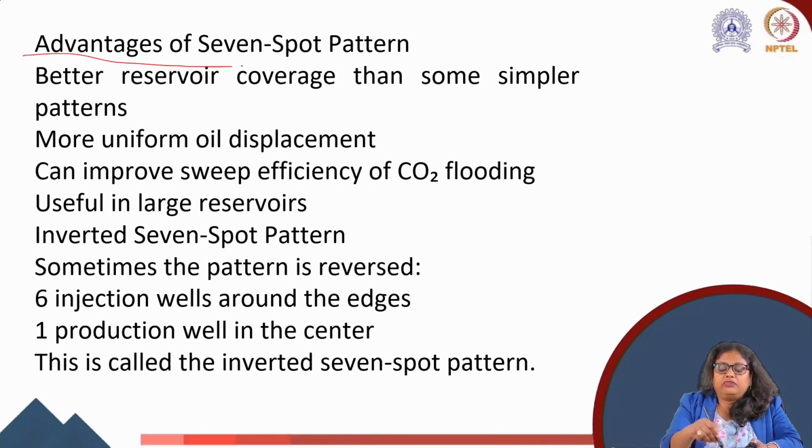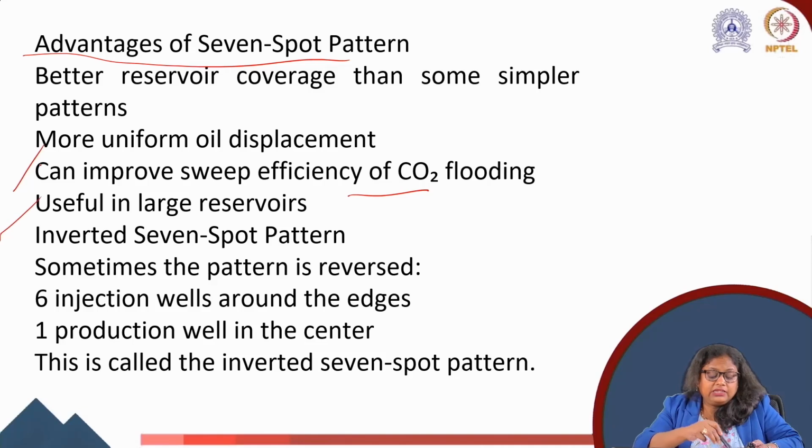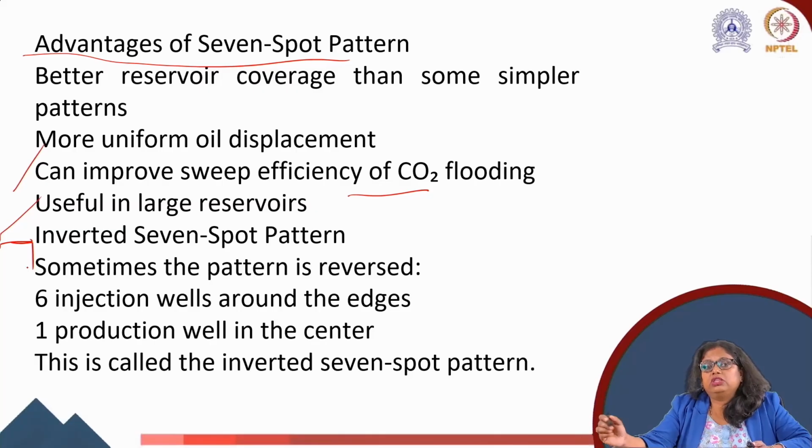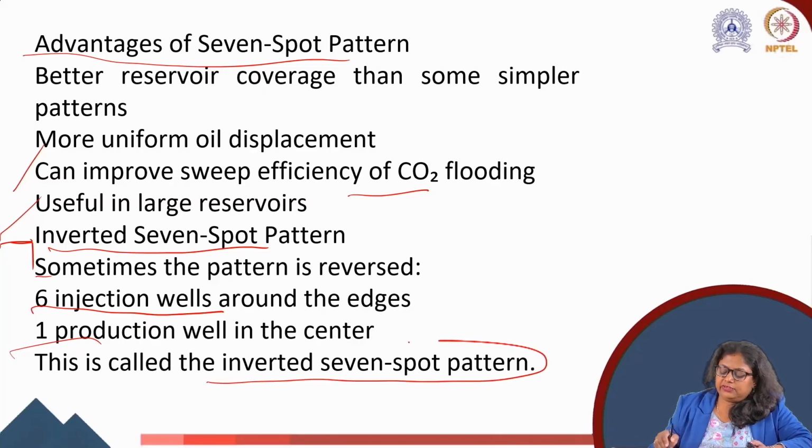So what is the advantage of using the 7-spot pattern? Better reservoir coverage than some simpler patterns which we previously talked about. More uniform oil displacement will be there, and it can improve the sweep efficiency of your CO2 flooding, and it is useful in large reservoirs. So there is something we can invert also, that is an inverted 7-spot pattern. So now in place of 1 injection well, we have 6 injection wells and 1 production well at the center, and the 6 injection wells will be around the edges. So this is called the inverted 7-spot pattern.